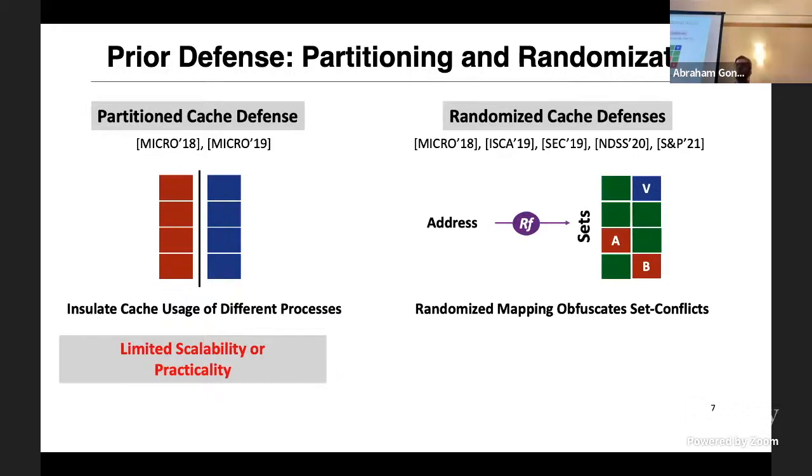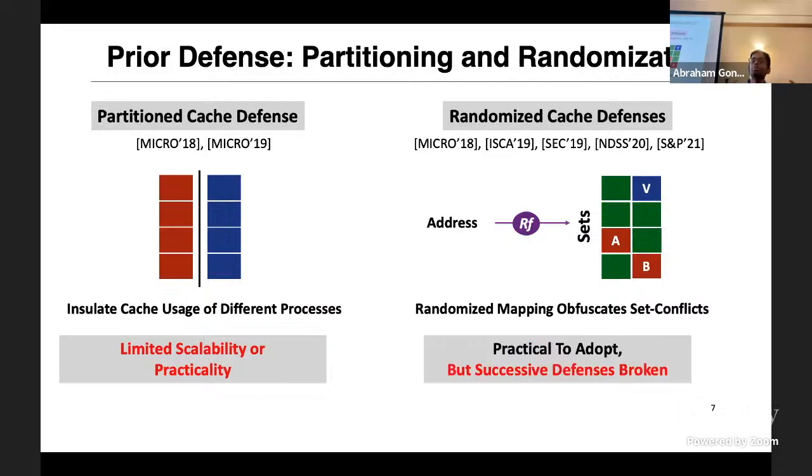Here, the key idea is to use a randomizing function that maps addresses to cache sets that obfuscates the pattern of set conflicts between different processes. So while the adversary might observe set conflicts, they can't learn anything about the victim address that caused a set conflict. While this is practical to implement because it just requires changing the indexing function inside the cache, there has been a problem that successive randomized cache defenses have gotten broken in a matter of months after they were proposed.